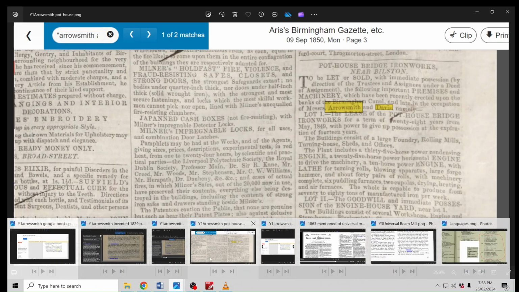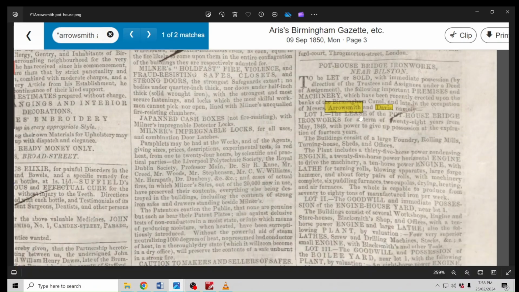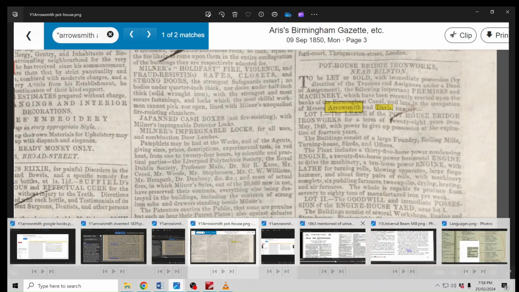We've also got something here that I found on Arrowsmith Pothouse Bridge Ironwork. So I'm thinking near Bilston, must be where he made his invention or used to work. There's Arrowsmith there. It doesn't really talk about his invention, but it does kind of link him to the name of the actual business in the area. This is from 1850. I found that.